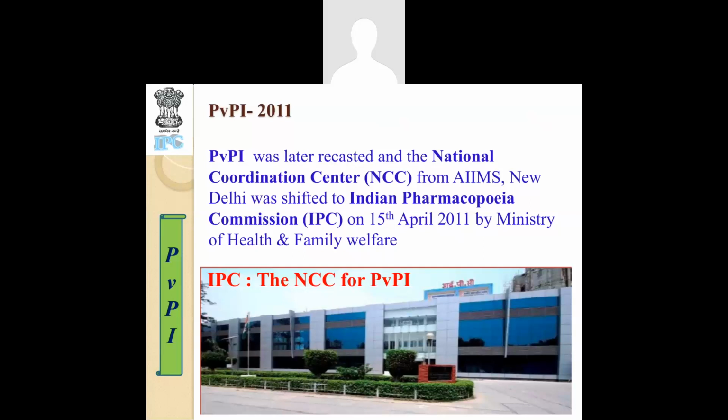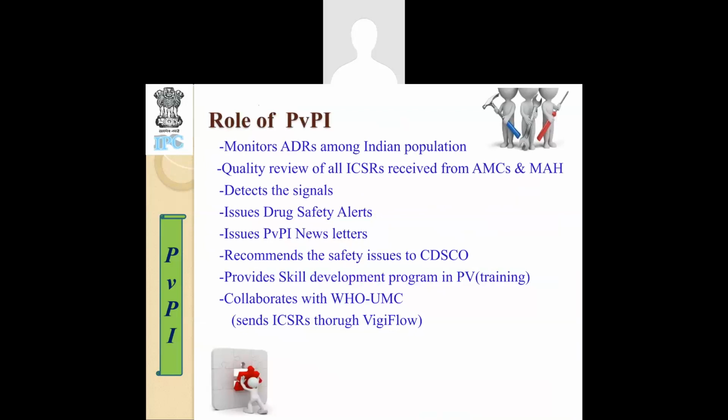So currently there are about 895 ADR monitoring centers across the country, from which all the ADR reports are being collected at the national center, and they will do the quality review of all ICSRs received not only from the medical institutions, but also from the marketing authorization holders. This MAH represents marketing authorization holders, nothing but pharma companies. So pharma companies are also submitting their safety data. This is post-marketing surveillance data is also being submitted to the PVPI for regulatory action to be taken on that particular product. And it also detects the signals.